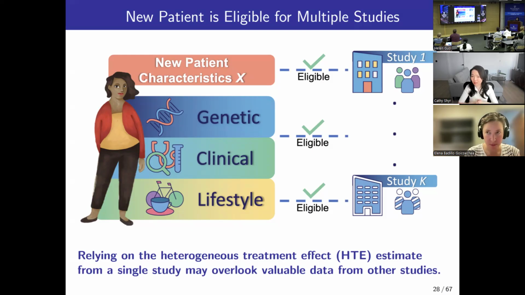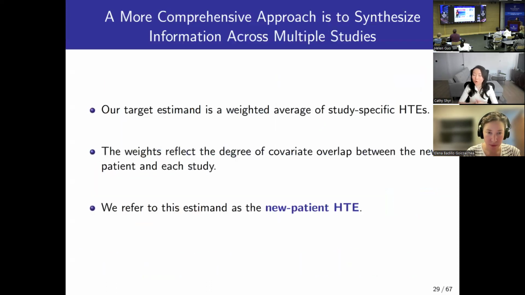An example is competing trials. That's when, either at different institutions or at the same institution, there are multiple studies looking at the same treatment and same outcome and recruiting patients with very similar covariates X. In this case, relying on the heterogeneous treatment effect estimate from a single study may overlook valuable data from the other studies. A more comprehensive approach is to synthesize information across multiple studies.